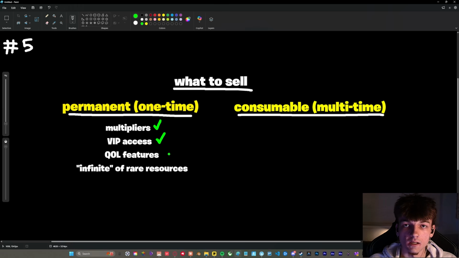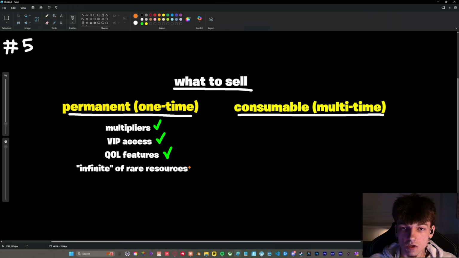Another really good way of implementing some permanent things would be quality of life features like extra inventory slots, fast travel, or auto collect features, things like that. Just any kind of friction that exists inside of your map. You want to sell quality of life features to help make it more fun, but also still a grind, so we can keep that retention up.